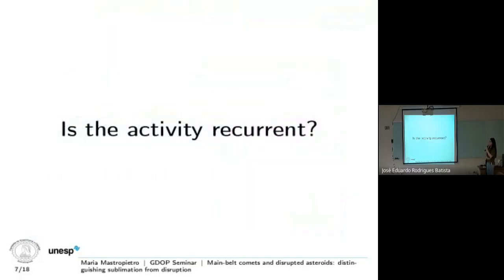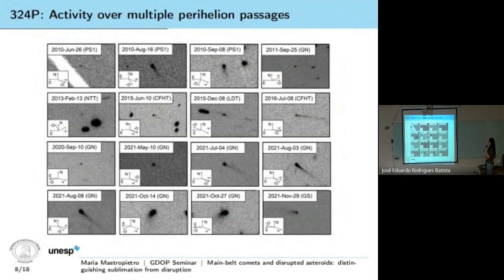Now let's look at the evolution of the activity for these objects in detail. For 324P, I analyzed different images when it was both active and inactive. When it was inactive in 2013, we can see just a point source. In the other cases, instead, we see a tail or coma when it was active. So I analyzed different images over a period of around 11 years, and this is just a part of the images I analyzed.